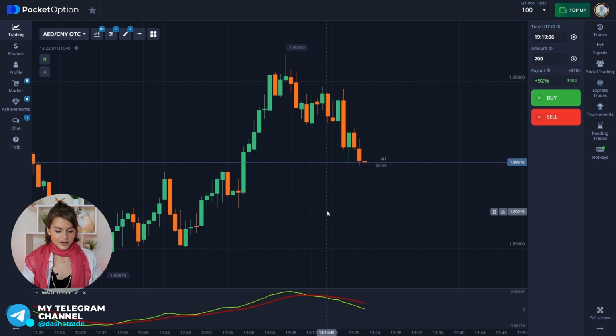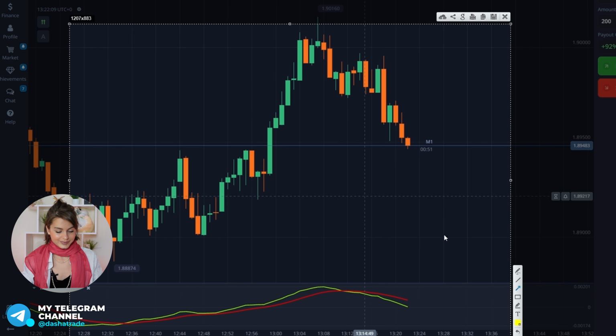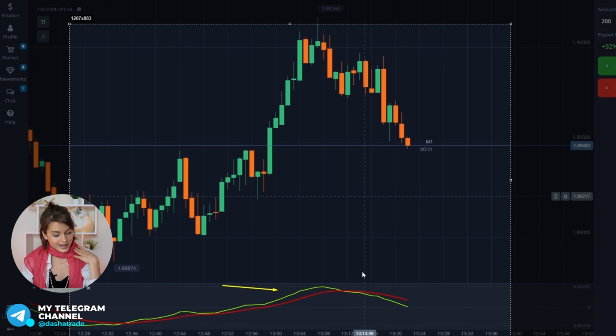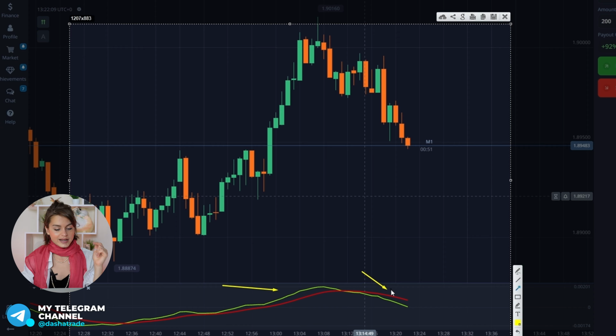Okay, now let's figure out what we will base our decisions on and how to work with this indicator. The MACD indicator is a trend indicator and it shows us two lines that help us to determine the trend. The green line shows us the uptrend, and if this line is above the red line, it tells us that the market is currently moving upward. If the red line is above the green one, it tells us the overall market movement is downward.